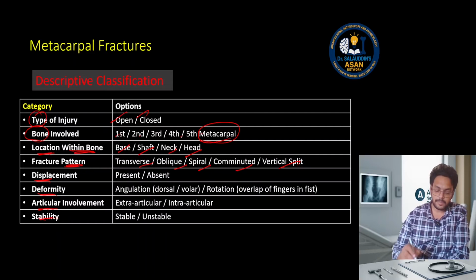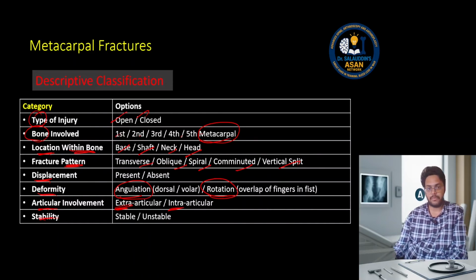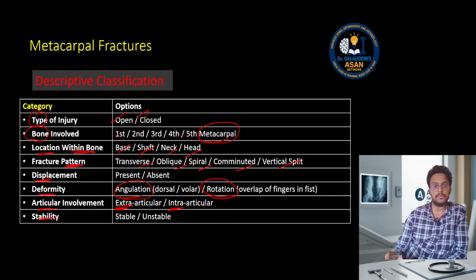Whether the displacement is present or absent. Then deformity, if it is angulated or a rotational deformity. Then articular involvement, whether it's an extra-articular or intra-articular fracture, and if it is a stable or unstable fracture. So this is the descriptive classification for metacarpals.